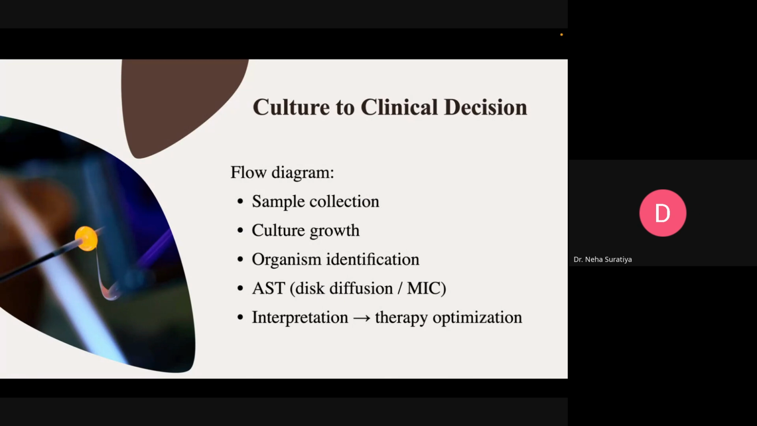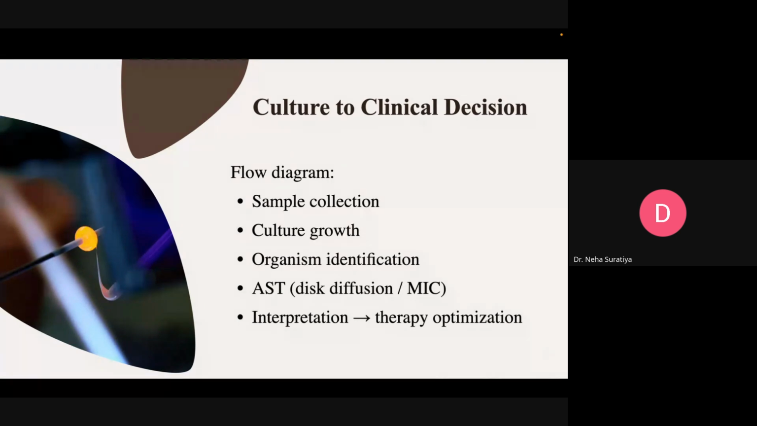Finally, we reach the final step, which is interpretation and therapy optimization, meaning therapy selection. And this is where pharmacists play the biggest role. Now we have the antibiotic susceptibility testing report in our hand after these four steps, and now we are here for interpretation and therapy optimization. So the lab gives us the data. They do not choose the antibiotic. They cannot. So we must interpret the report considering all the factors.